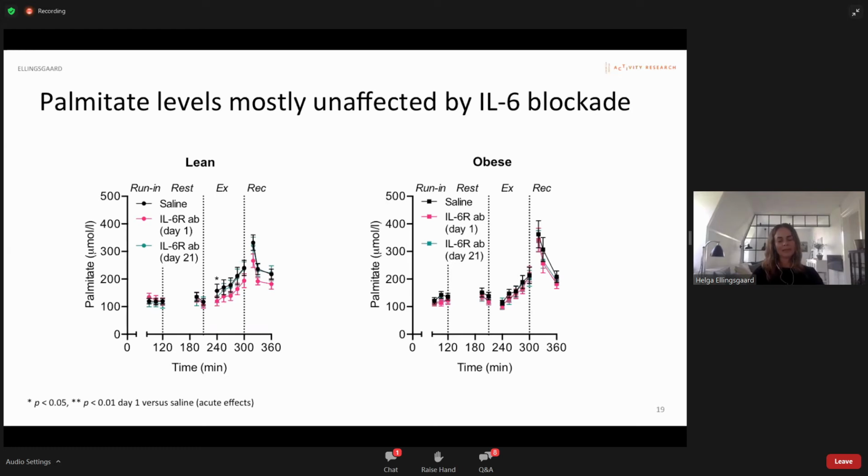But when looking at the effect of IL-6 receptor blockade, we also only see a small tendency towards lower palmitate levels in the lean group here on the left side. And it seems to occur only in the early phase of exercise and only on day 1, which is the day where we assess the acute effects of IL-6. So not much of an effect of IL-6 receptor blockade on the concentration of palmitate.